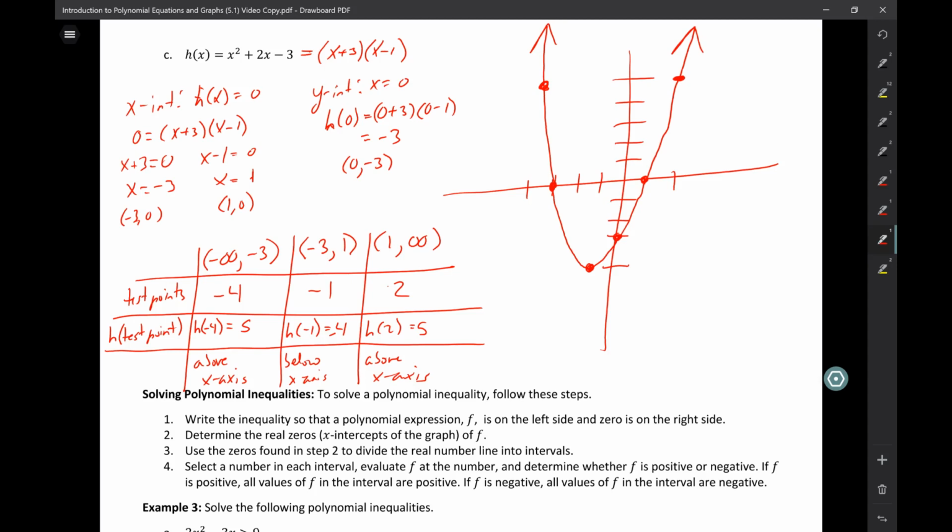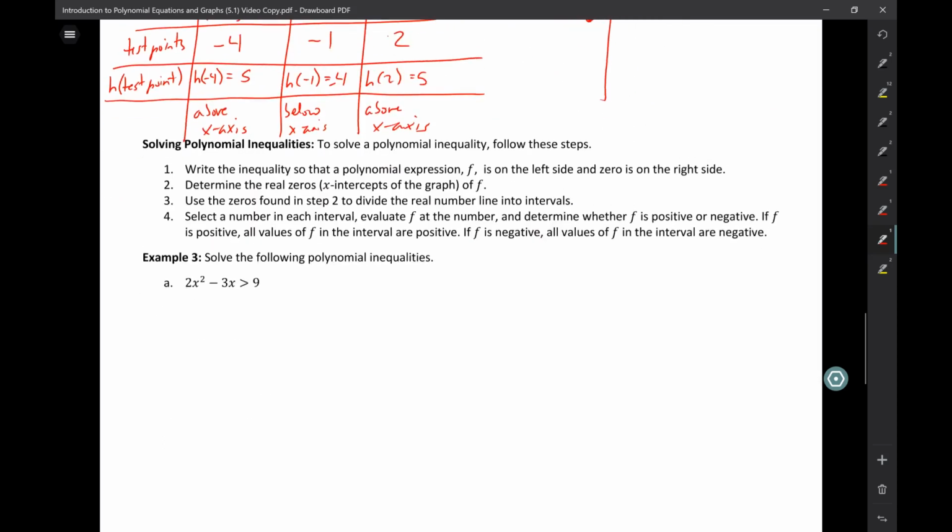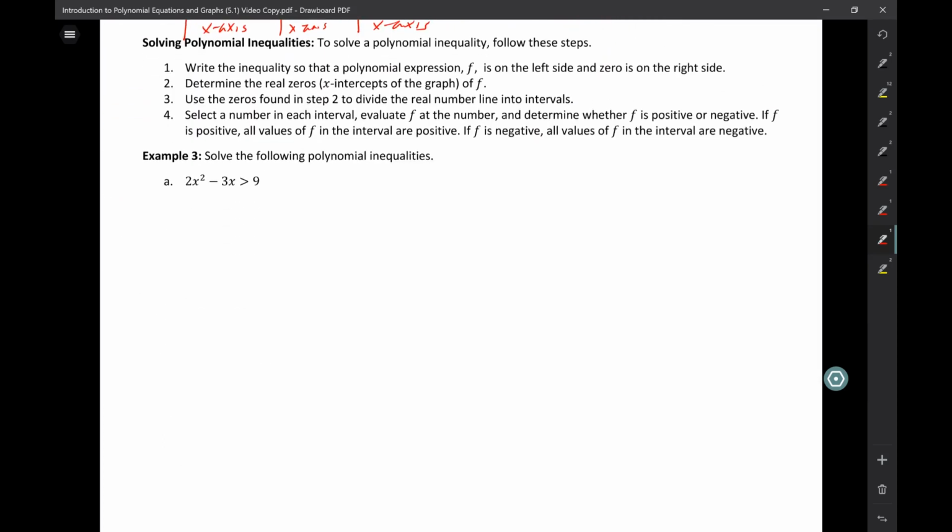The last thing we want to talk about is how to solve polynomial inequalities. To solve a polynomial inequality, we follow these steps. We write the inequality so that a polynomial expression f is on the left side and 0 is on the right side. So basically, we get 0 on the right side, we get everything else on the left-hand side, so we use the addition property of equality if necessary.